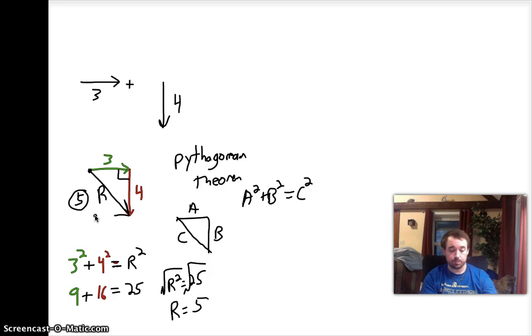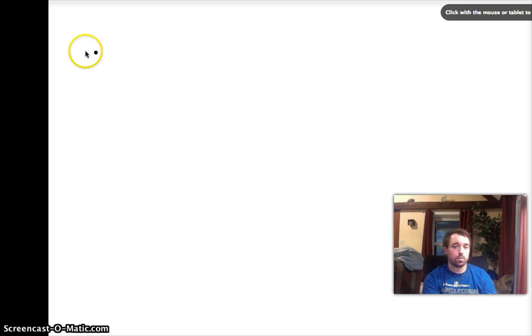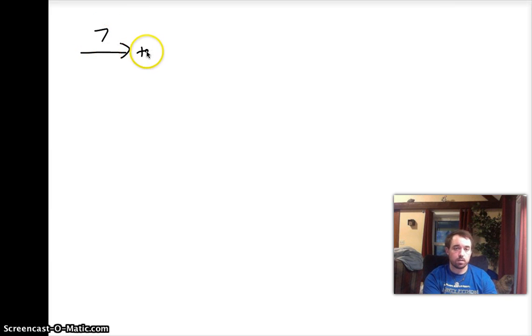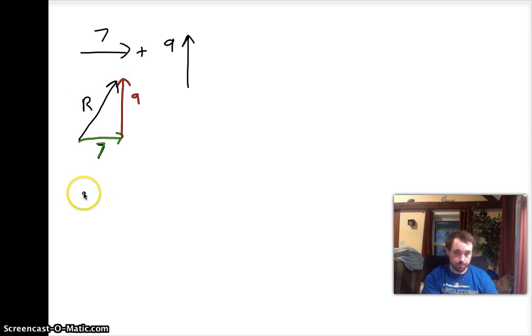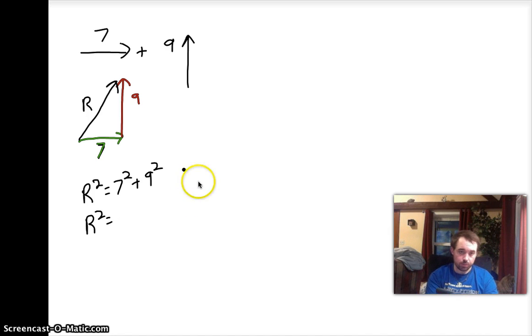So let's look at another one. This one won't be quite as simple. Let's do 7 plus 9, a vector up of 9. Same idea. We're going to do 7 plus 9. Oops, try to keep the colors the same. And our resultant is going to be, again, R squared equals 7 squared plus 9 squared. This you could just plug into a calculator. 7 squared is 49, I know that one, plus 9 squared is 81. So you're going to get R squared equals 130.